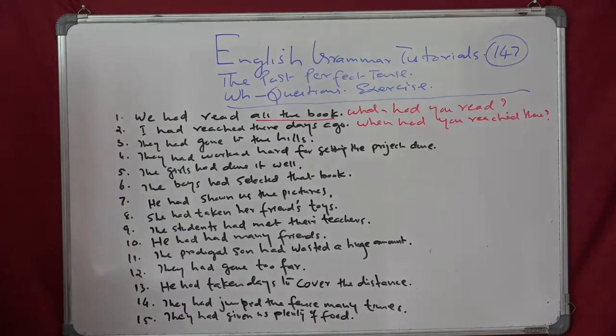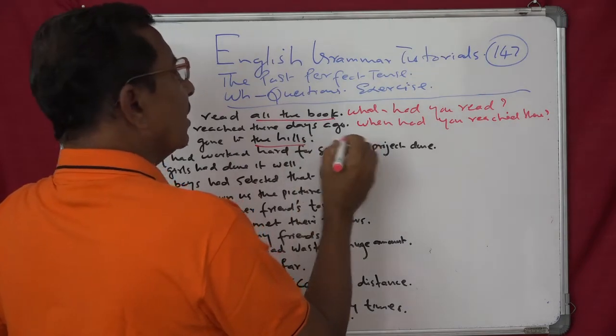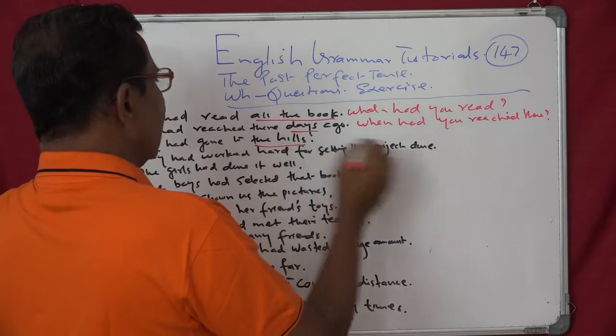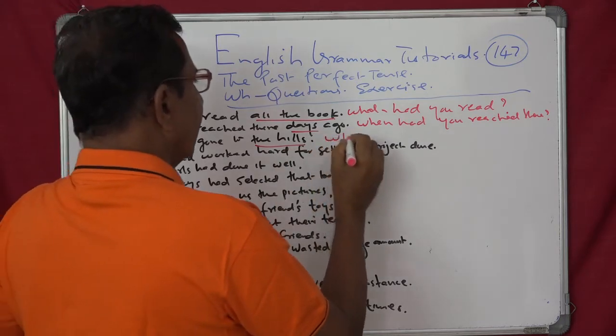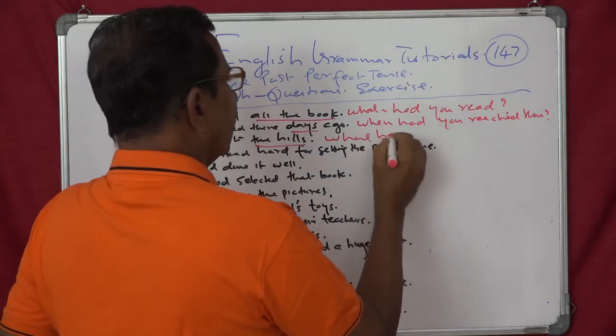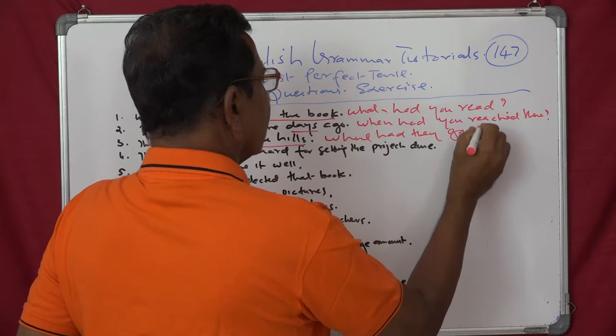And the next is, they had gone to the hills. The question word is where, place. Here it was days, days ago, and next is hills. So where had they gone? Where had they gone? So that is the question word.